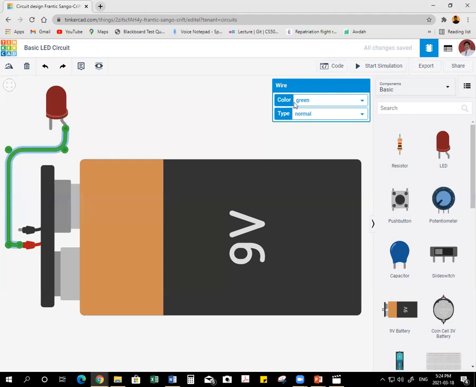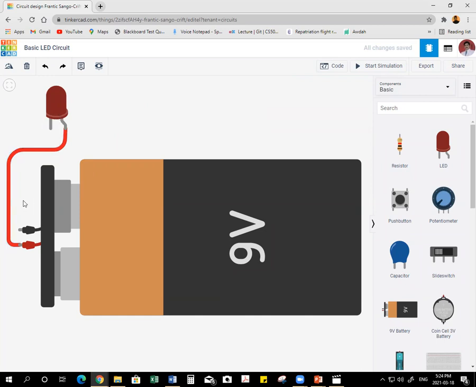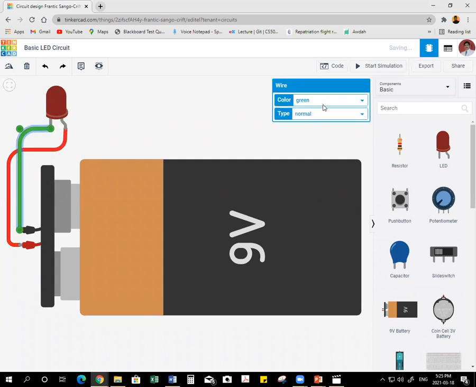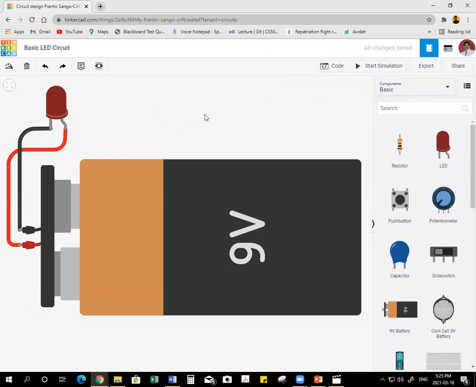Now the color of the wire, we can choose any color. Generally, the positive terminal will be red. Now the type is normal, you can use that. This is a red wire which I connected to the LED. Now the same, go to the negative. Click here, now go up, click here. Generally we use black. Now click here. So one simple circuit is ready. We will have big circuits in later sessions, don't worry.